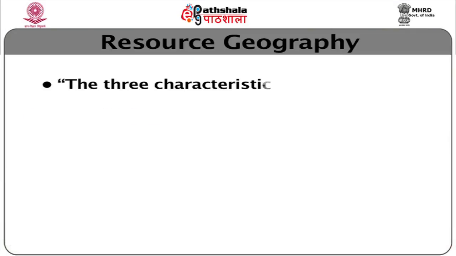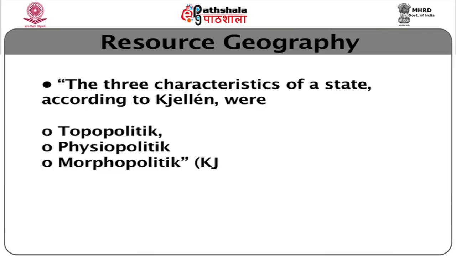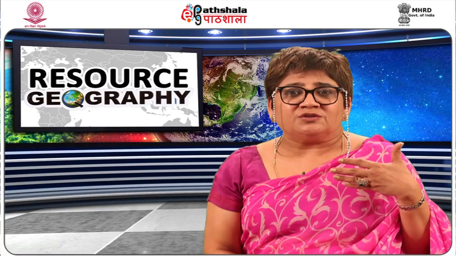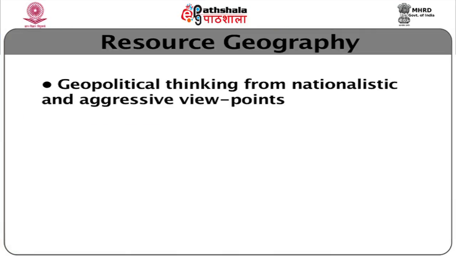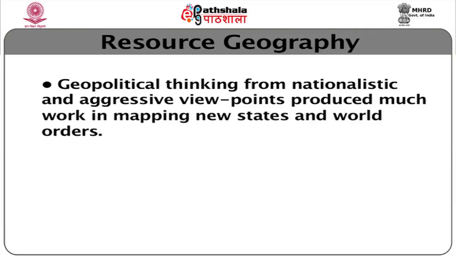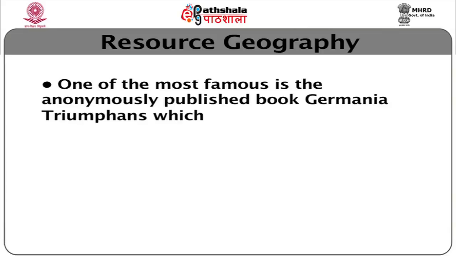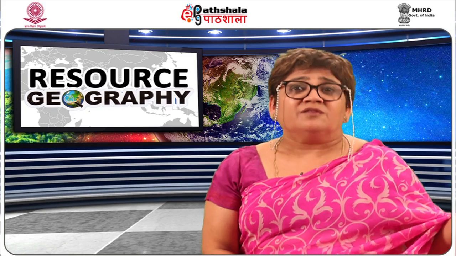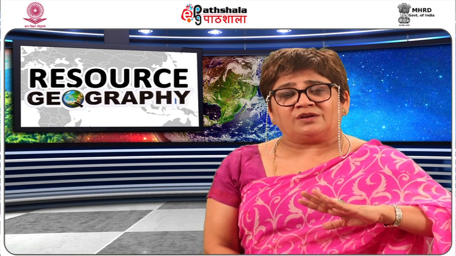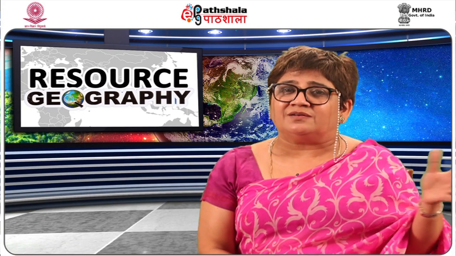The three characteristics of the state according to Jalan were, number one, topopolitic, number two, physiopolitic, and the third was morphopolitic. So now what are all these? Geopolitical thinking from nationalistic and aggressive viewpoints produced much work in mapping new states and world orders. One of the most famous is the anonymously published book, Germania Triumphans, which described the expected global conflict as early as 1895. So that means there were global conflicts which have been mapped where one territory has invaded other territories, and this has been published. And this is something which is recorded by Santner in 1989.